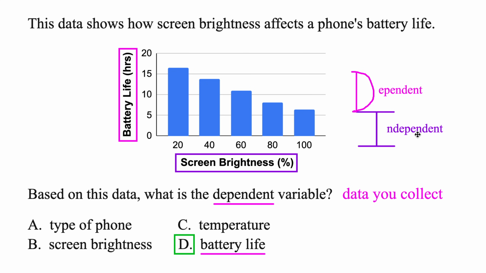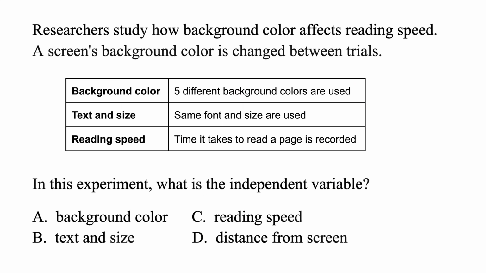But how do you find the independent variable if you're not given a graph? Let's look at an example. Let's look at the word independent. If you're independent, then you have control and you can make changes that you want. That's exactly what an independent variable is. It's the thing that you change in an experiment. So let's see what it is for this one.